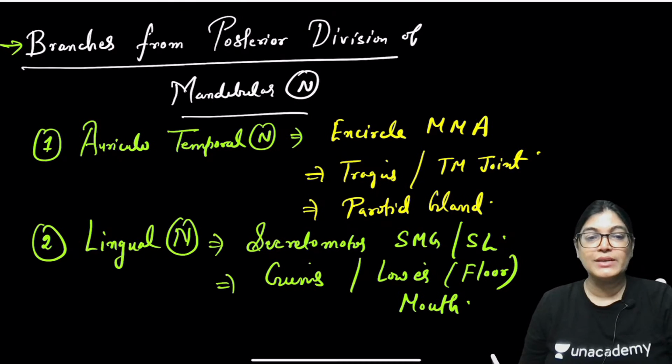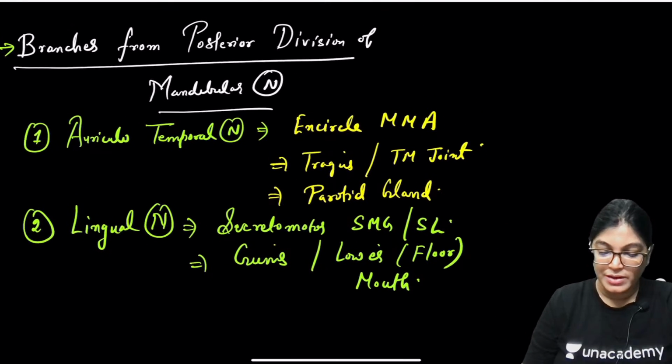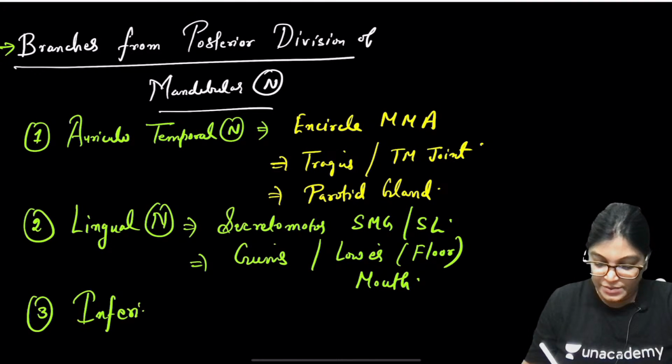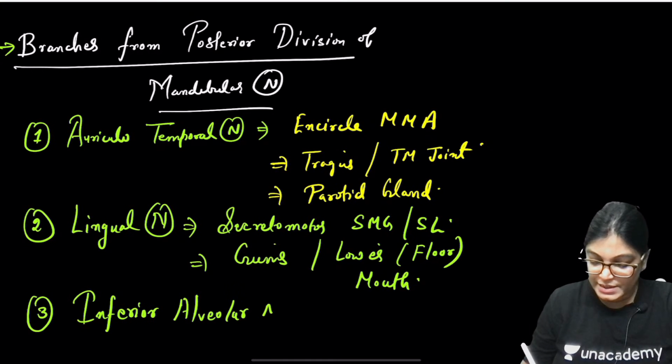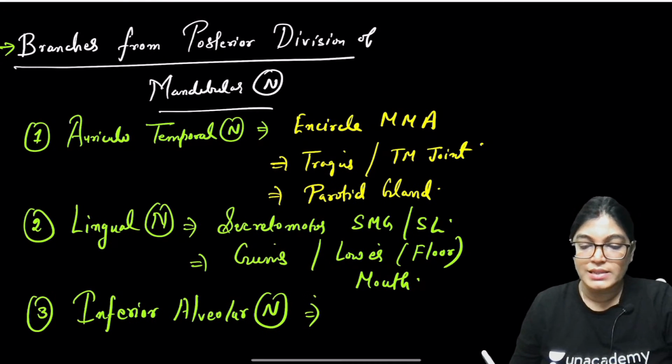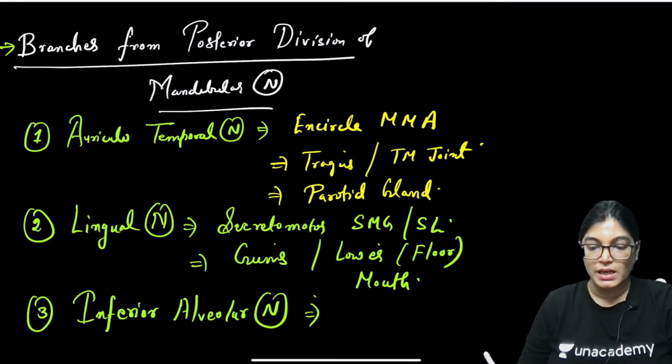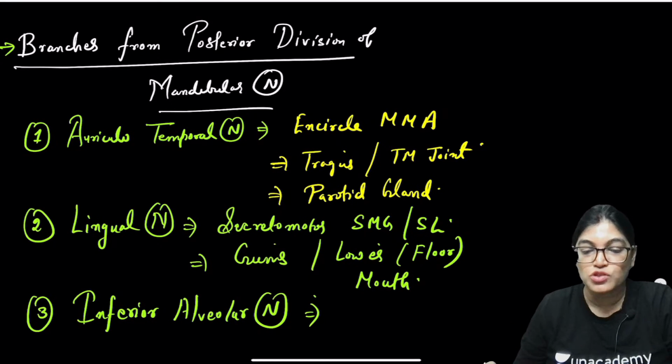The third branch is inferior alveolar. So the third branch is inferior alveolar, and this inferior alveolar nerve is traversing through the mandibular foramen, traversing the mandibular canal, and it is giving one of its branches.